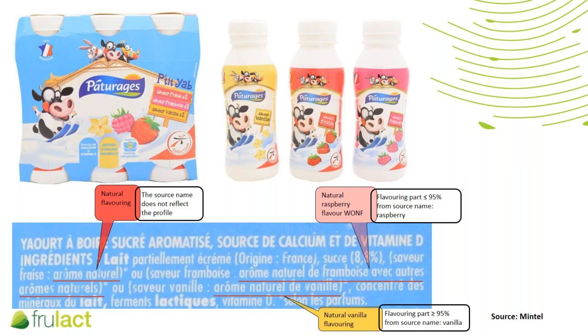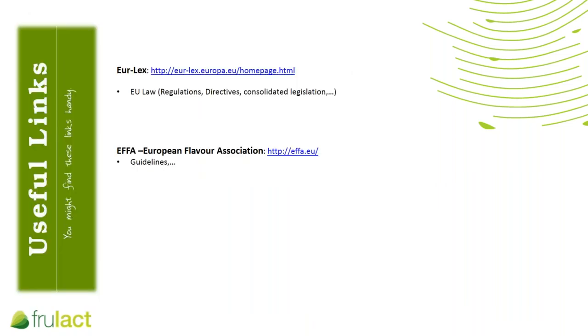This was the last example. Here I have two useful links, at least I think they are. The first one is Eurlex. It's where we can find all the information about regulation, directives, consolidated legislation. It's the official site of Europe. The other one is the EFA, European Flavor Association. Here you have different kinds of information. There are really good guidelines we can use.